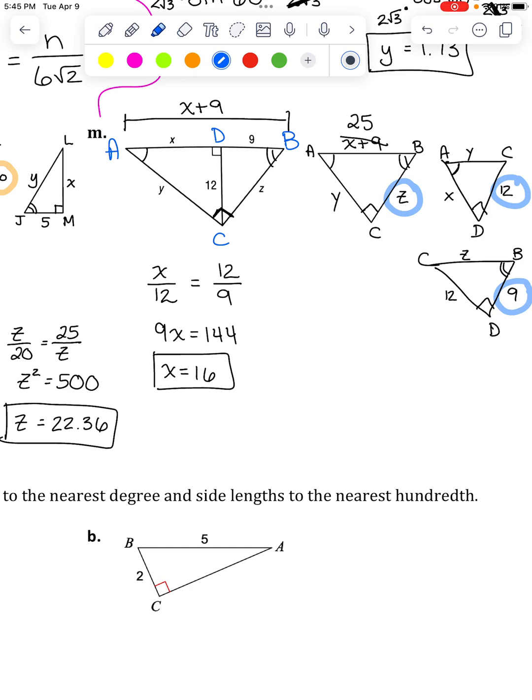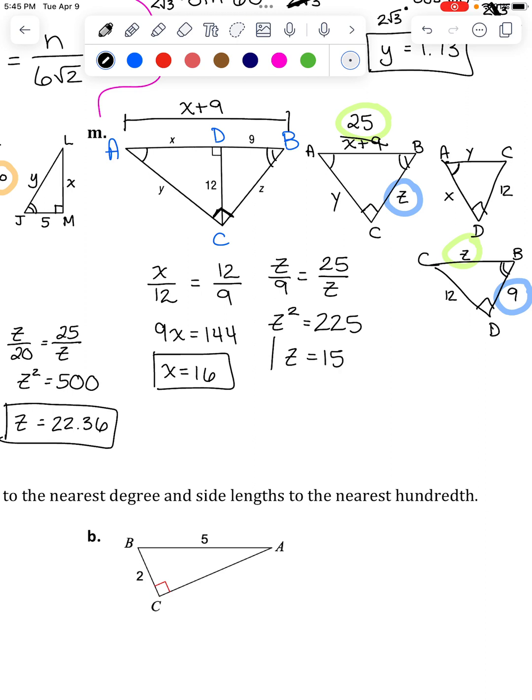Z goes with either 12 or 9. But the top two triangles, I don't have other things to pair up. So I'm not going to put it with the 12 here. I'm going to put it with the 9. And then I can do 25 with z. So z over 9 equals 25 over z. Z squared equals 9 times 25 is 225. Square root, and z is 15.